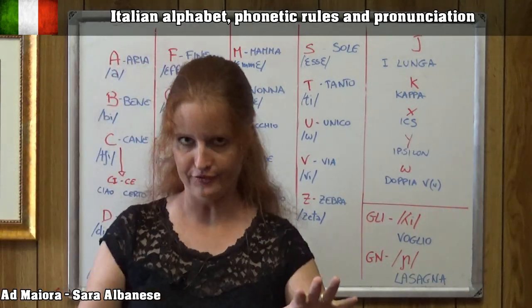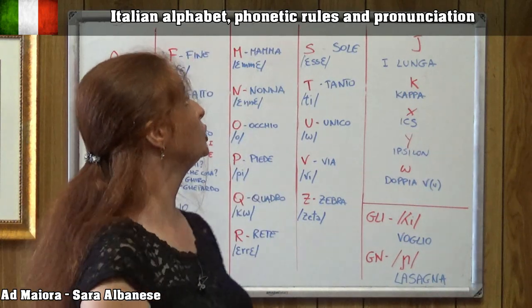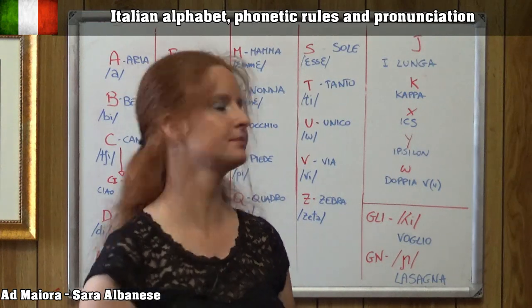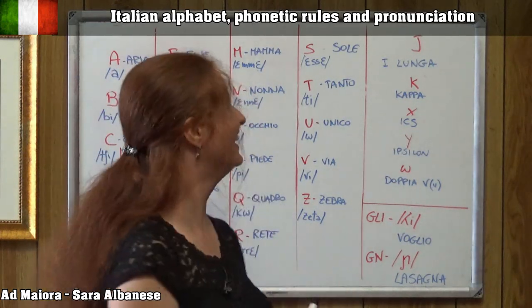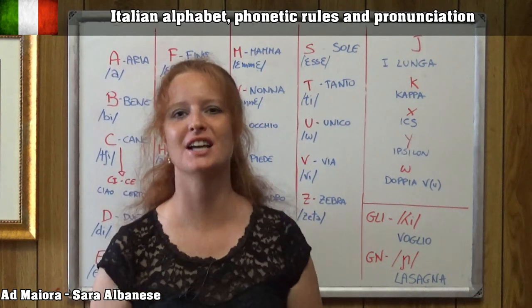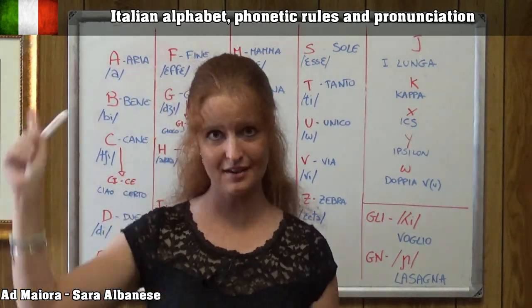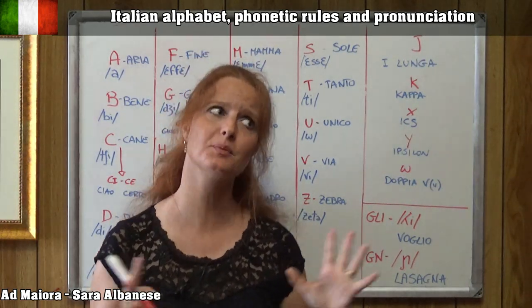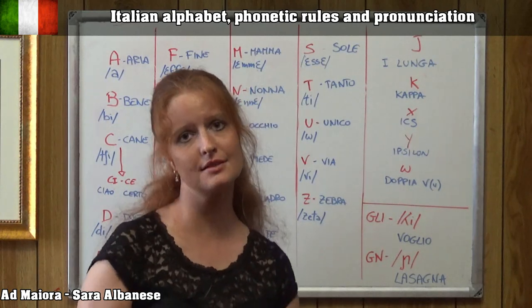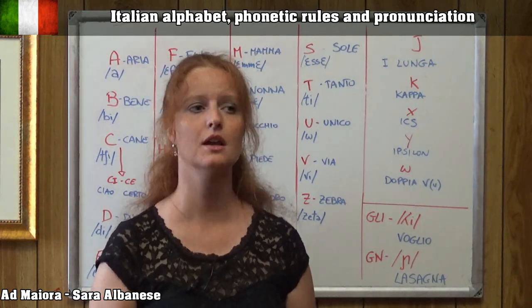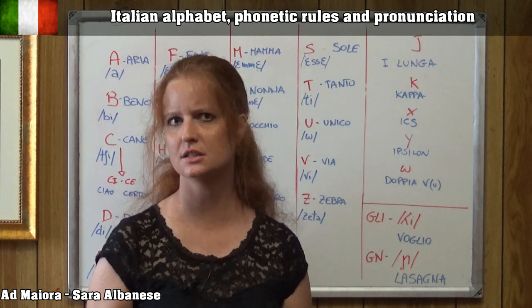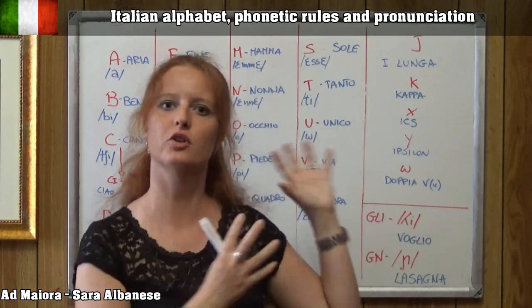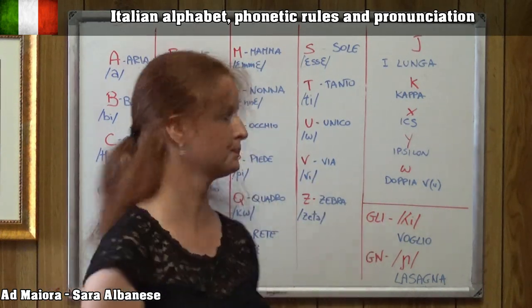A, B, C, D, E, F, G, H, I, L, M, N, O, P, Q, R, S. S, okay, the letter of my name, Sara. The word I've chosen here is sole, which is sun, okay? Pronunciation is exactly the same as in English. In some cases, we also have another way to pronounce S, and it is z, like in caso, case, okay? But anyway, the letter we've got in the alphabet is S.